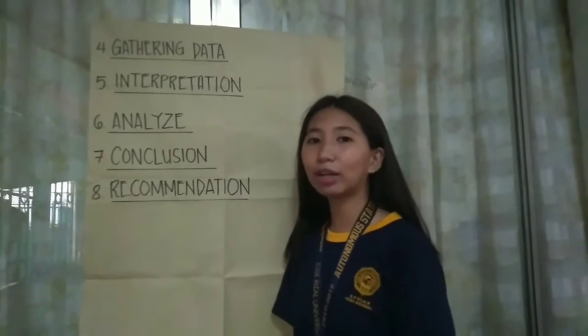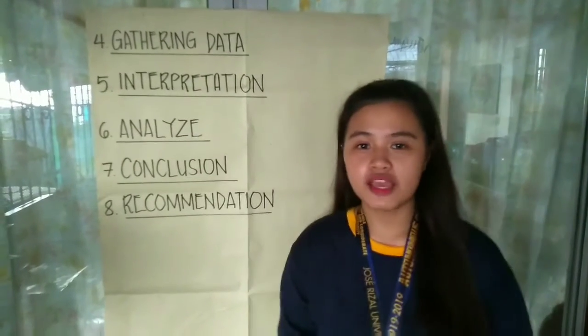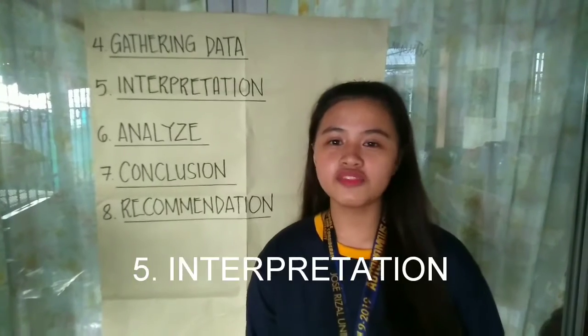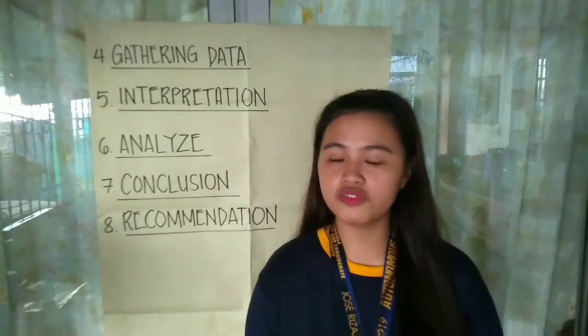Gathering data is the process of collecting the results of a full experiment. The fifth step is interpretation. So, scientific interpretation is neither absolute truth nor personal opinion. It is also an attempt to figure out what has been observed in the experiment.